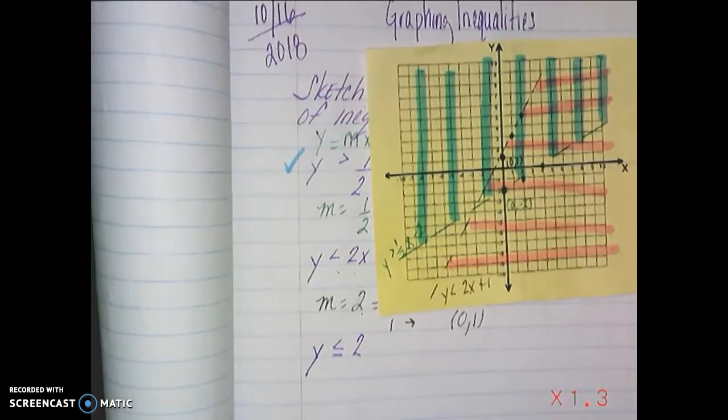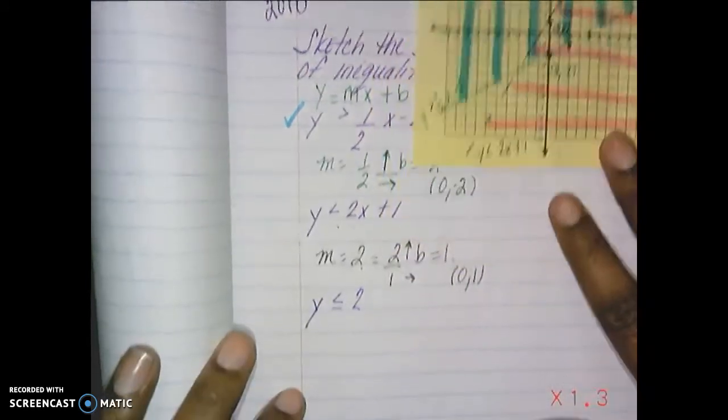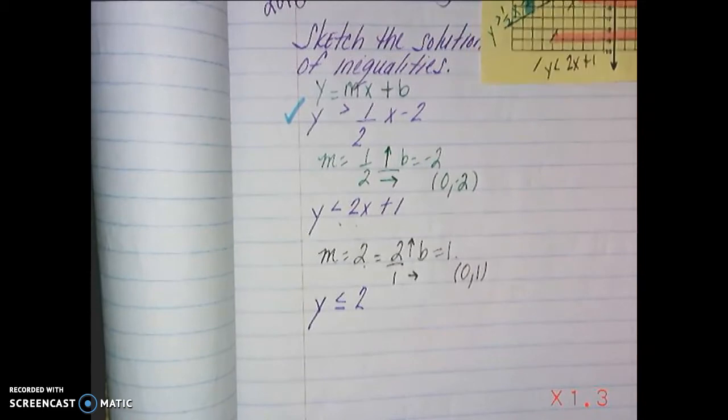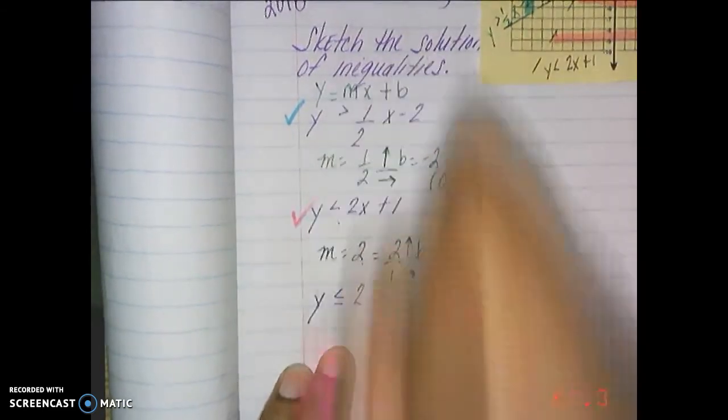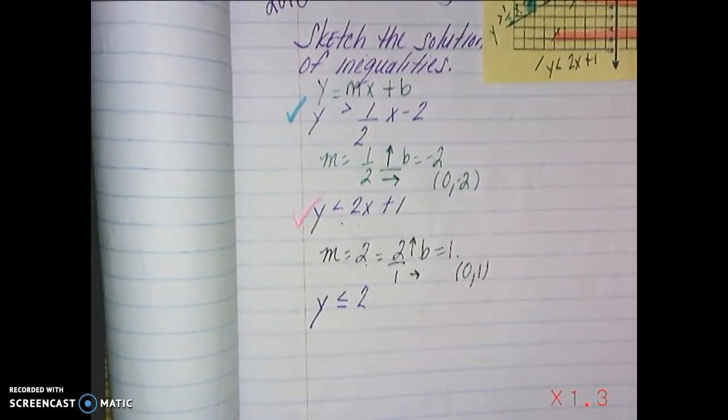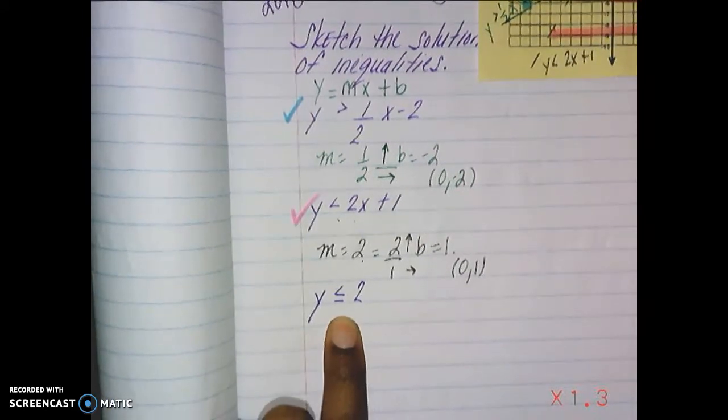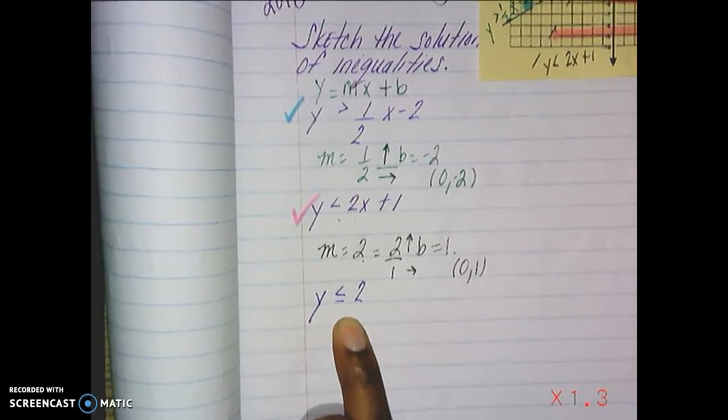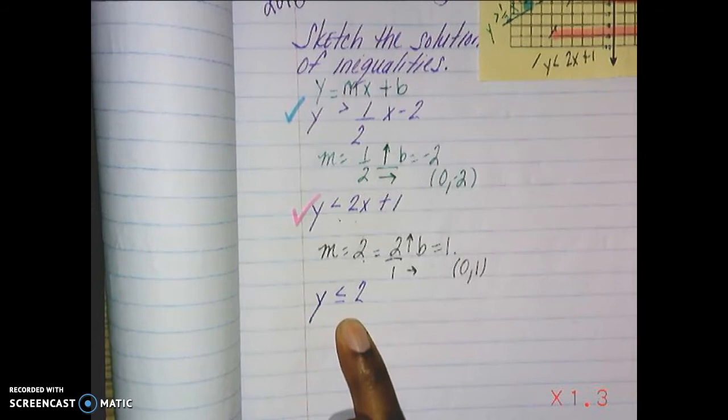Okay? So then our last line that we have here, this one is highlighted in the pink, is y is less than or equal to 2. So what's going to happen here is, sorry, looking for a good pen. I wanted to do a different color.